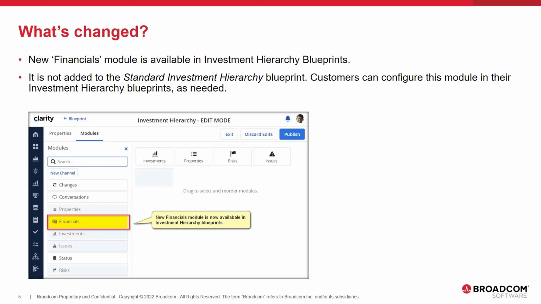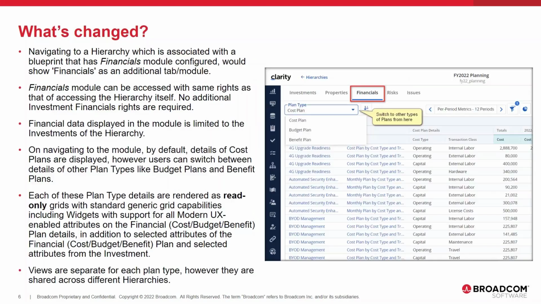And what's changed? A new financials module is now available in the investment hierarchy blueprints. While it is not added to the standard investment hierarchy blueprint, users can configure this module in their investment hierarchy blueprints when required. So once you configure the financials module on a blueprint, navigating to a hierarchy which uses the blueprint would now start showing financials as an additional tab.